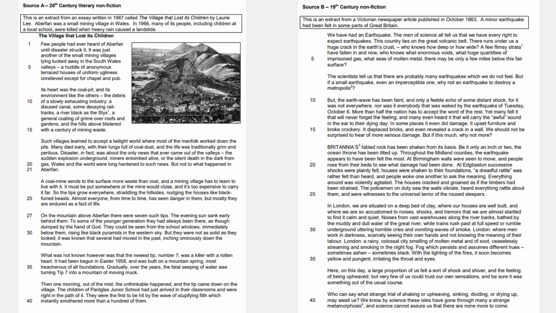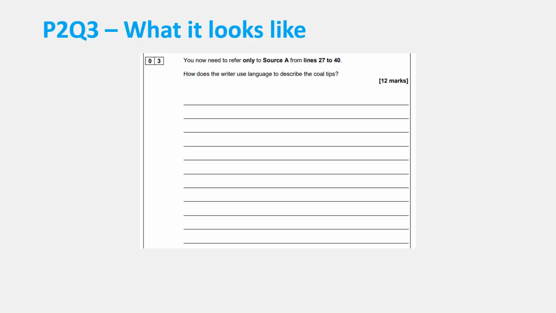We're looking at the two sources, the extract from the Laurie Lee piece of writing about Aberfan and a Victorian newspaper article about an earthquake that hit Great Britain. Here's what your question looks like. You now need to refer only to source A from lines 27 to 40. How does a writer use language to describe the cold tips? This is worth 12 marks.